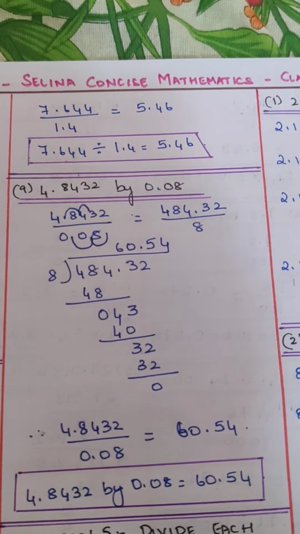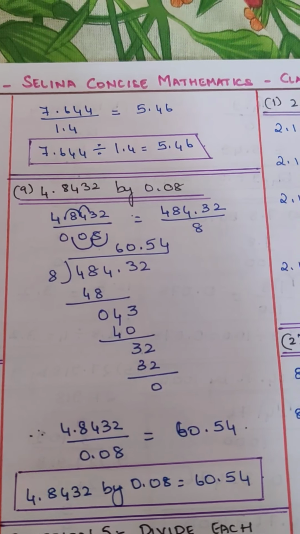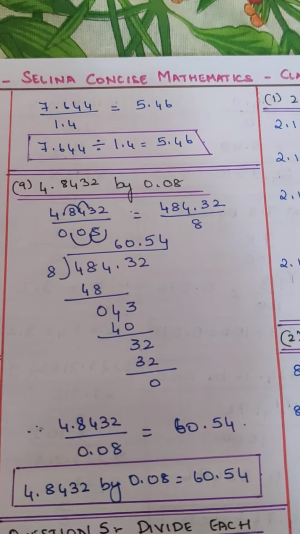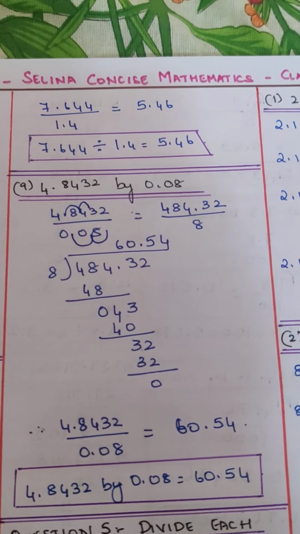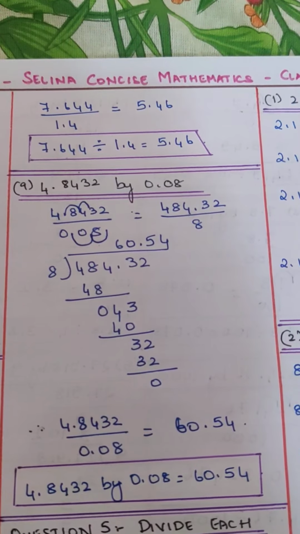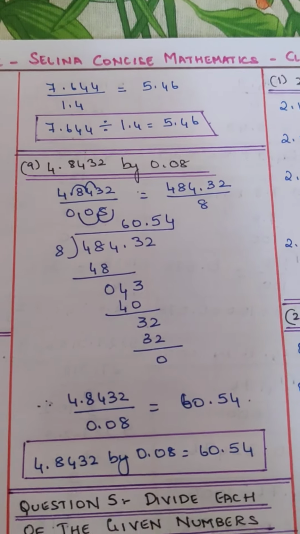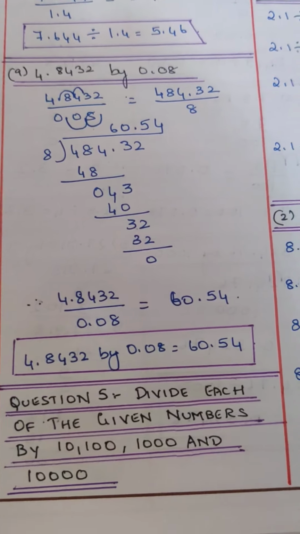So 8 5s are 40. 3 remainder 32. 8 4s are 32. So the answer becomes 60.54. So 4.8432 by 0.08 is equal to 60.54. Hope this is clear.